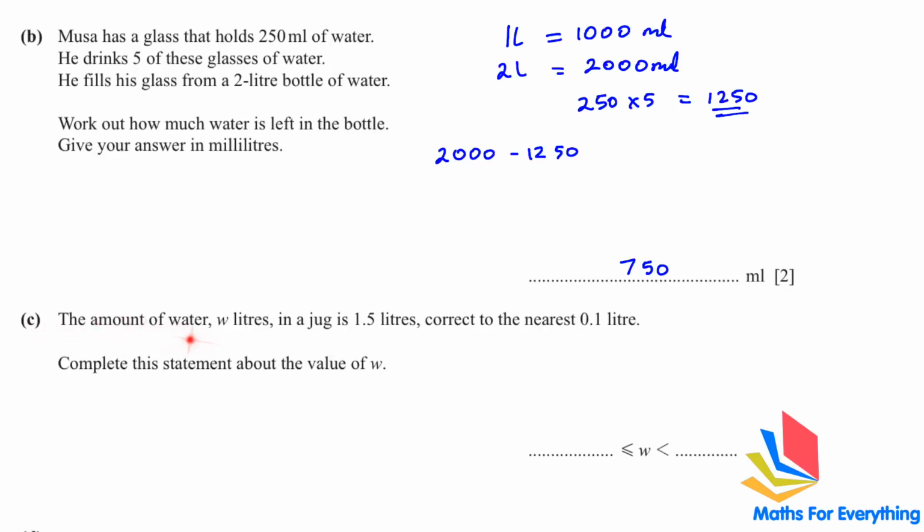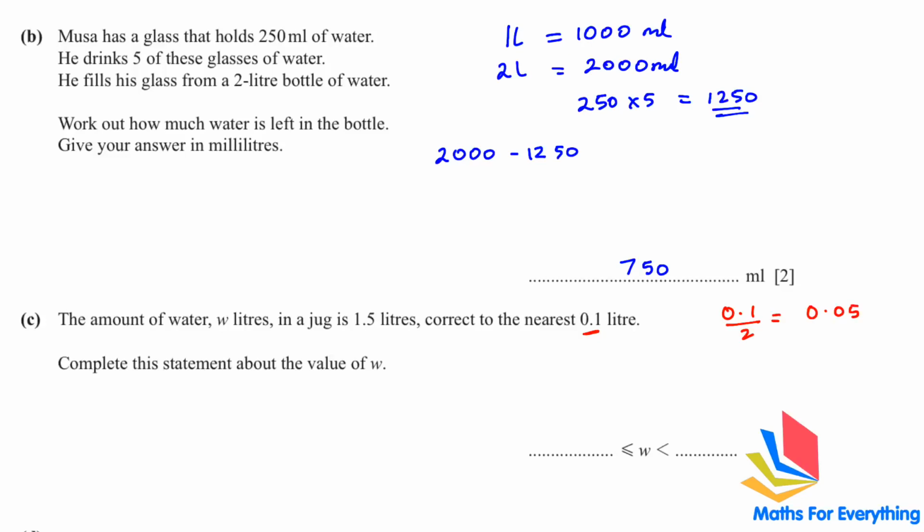Part C, the amount of water, W liters in a jug, is 1.5 liters. Correct to the nearest 0.1 liter. Complete this statement about the value of W. Whenever they say correct to something, write that number on the side and divide by 2. This will give you 0.05.